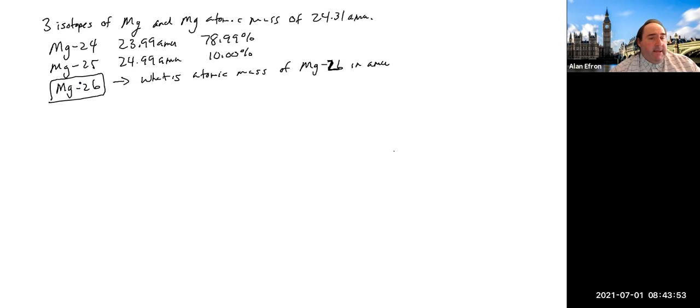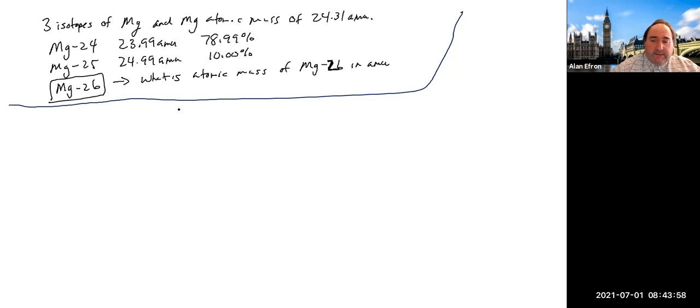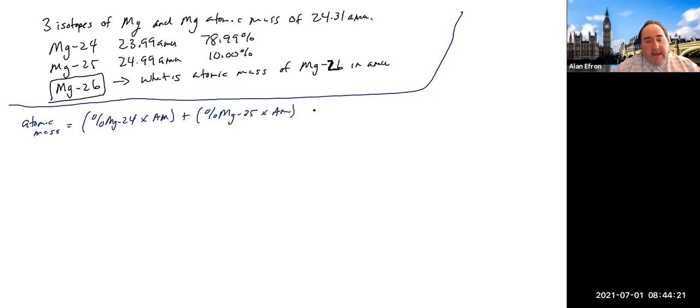In this case, we want to use perhaps the same formula that we just used. So that again would be, in this case, the atomic mass would equal the percentage of magnesium 24 times its atomic mass, plus the percentage of magnesium 25 times its atomic mass, plus the percentage of magnesium 26 times its atomic mass.